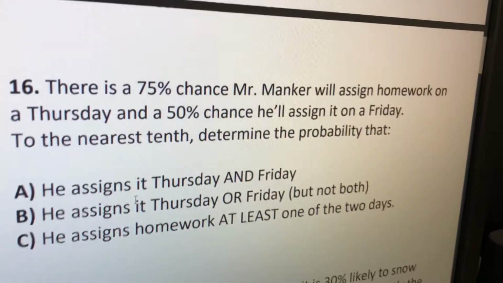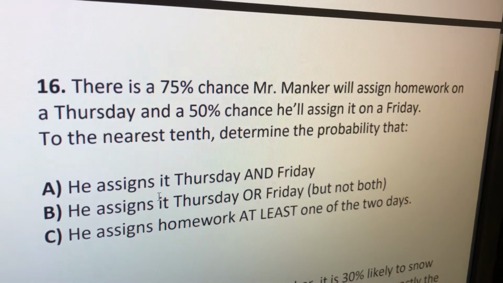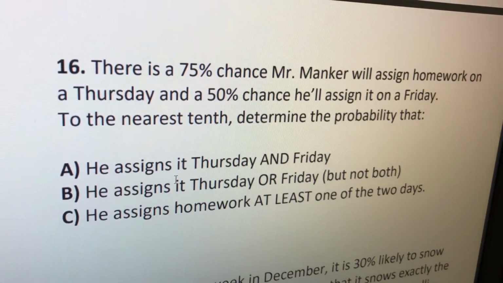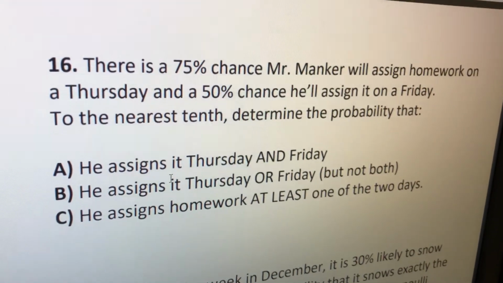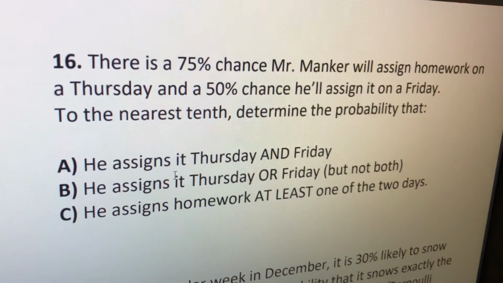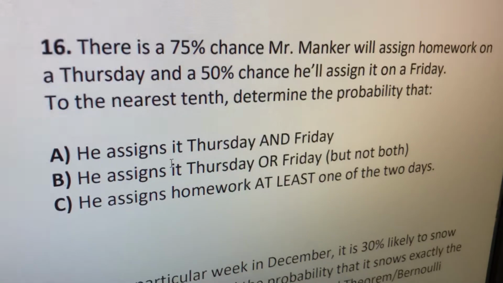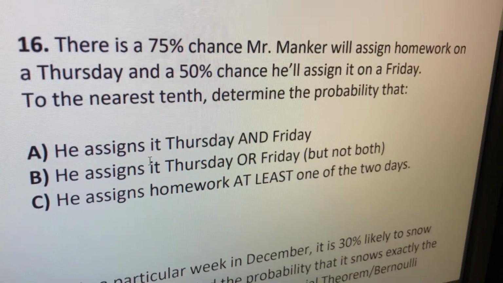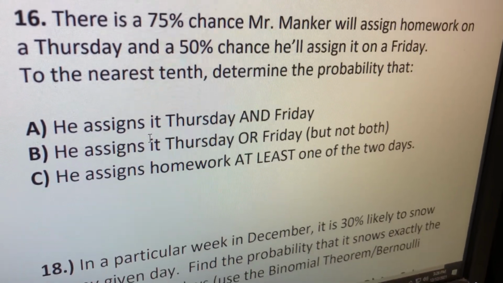All right, number 16, looking at differences between OR and AND situations. So 16A, the 75% chance of getting homework on a Thursday, 50% chance on Friday. They really need to tell you here that these are independent events, that I'm not going to change my probability based on what I decided on the previous day. But assuming these are independent events, Thursday and Friday, and would be a multiply, and if those are independent events, I can just multiply those fractions, in this case, these percents.